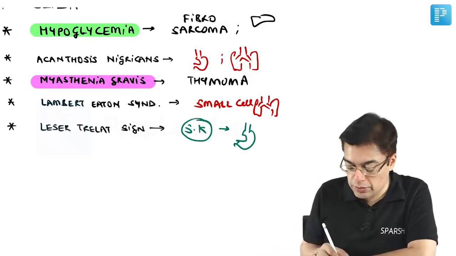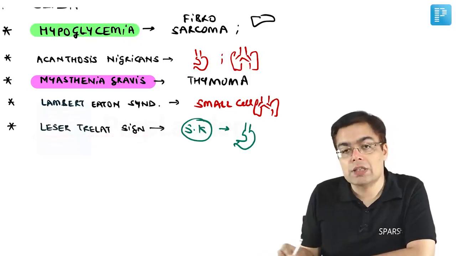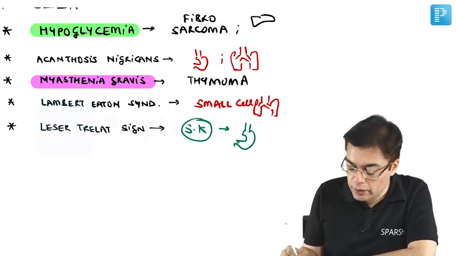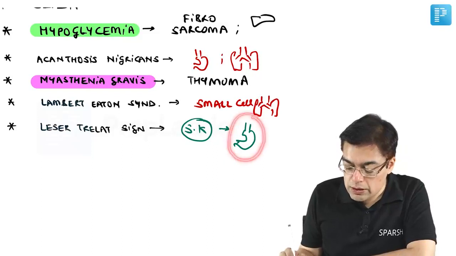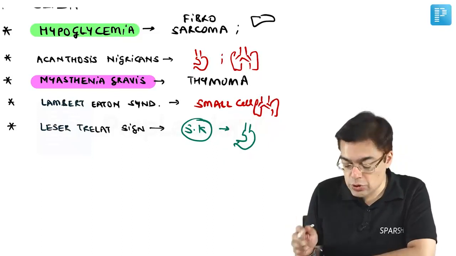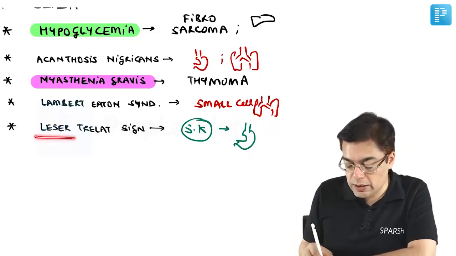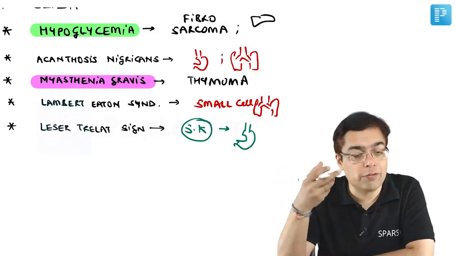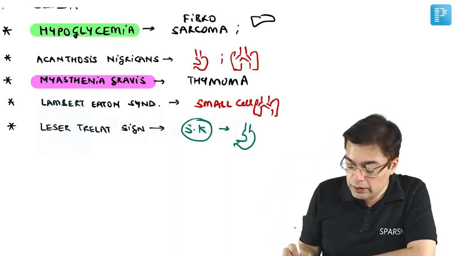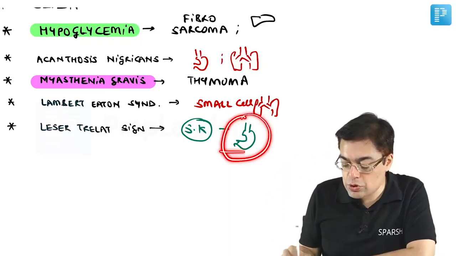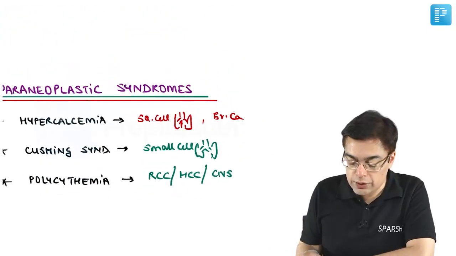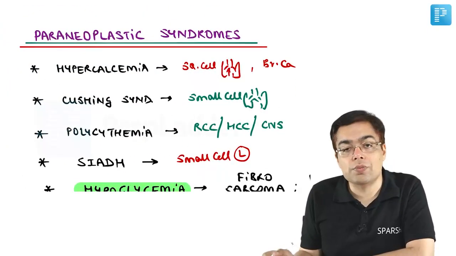Finally, we just wrap up the discussion by talking about the Leser-Trélat sign, which is seen in a patient having seborrheic keratosis, for which I showed you an image as well. And we are going to be having its association with something like stomach cancer. So the presence of Leser-Trélat sign, in fact seborrheic keratosis, should alert a physician or in fact a dermatologist as well that the patient could actually have a hidden underlying gastric malignancy. So that is what we need to have an idea of so far as the paraneoplastic syndromes are concerned.